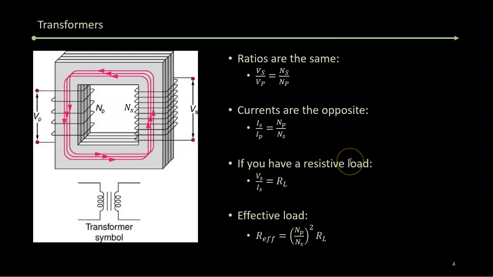Now, if you have a resistive load, then your resistive load is just the ratio of your secondary voltage to secondary current. That's your resistive load. Well, what does that look like back over here on the primary side? The effective load is the windings ratio, primary to secondary, squared, times your resistance.